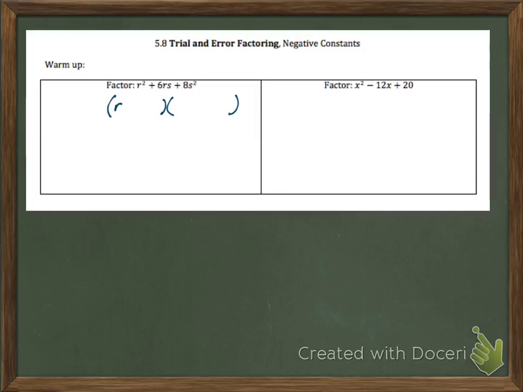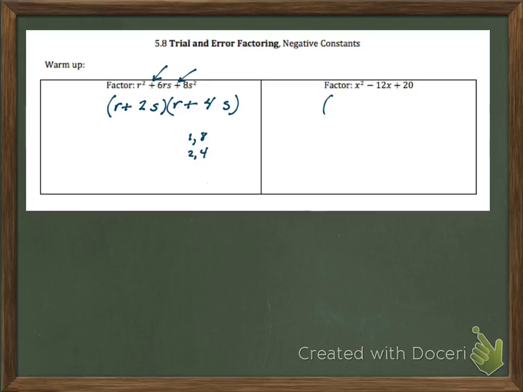We take the square root of the first term. We're looking at that s squared, so I'm going to put that in as the second term. Now, because that sign is a positive, I know that I need the signs in the binomials to be the same. And because the middle term is a positive, I know I need that sign to be a positive. So now I'm looking for factors of 8 that will add up to 6. And so that, of course, is 2 and 4. And then I can FOIL to check.